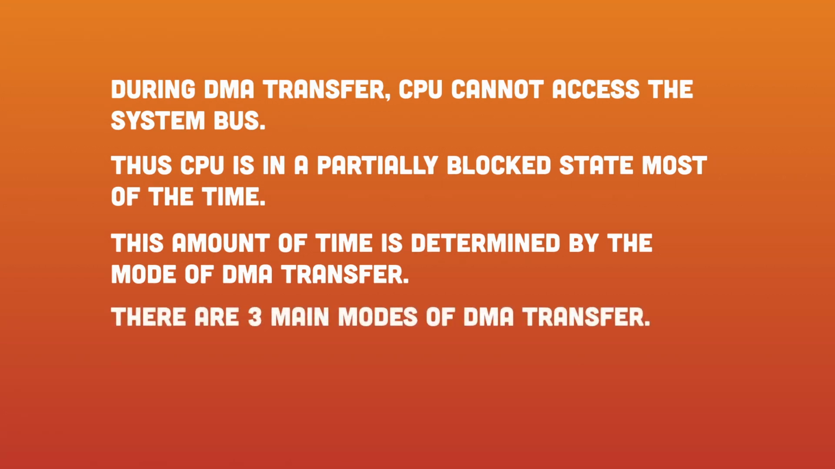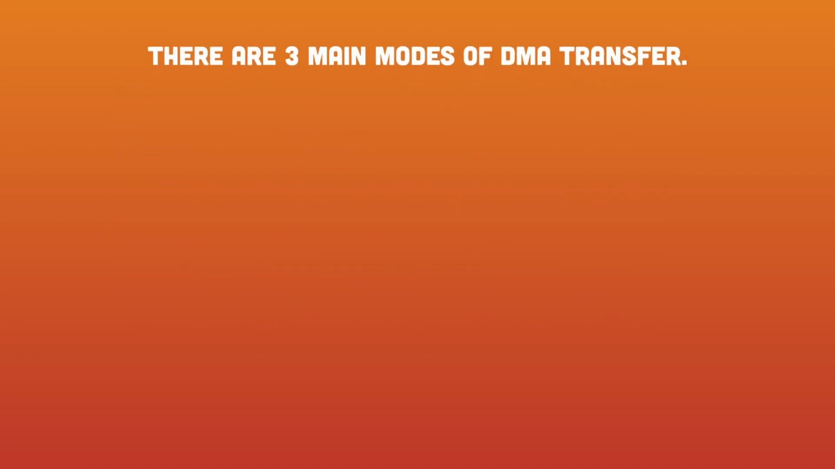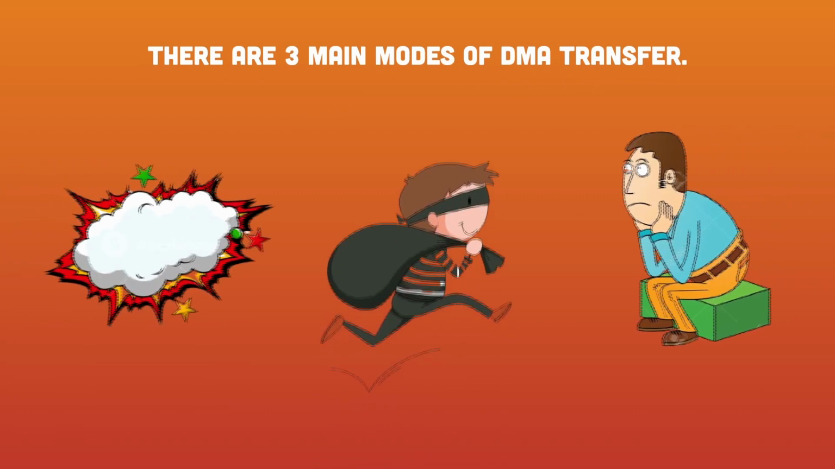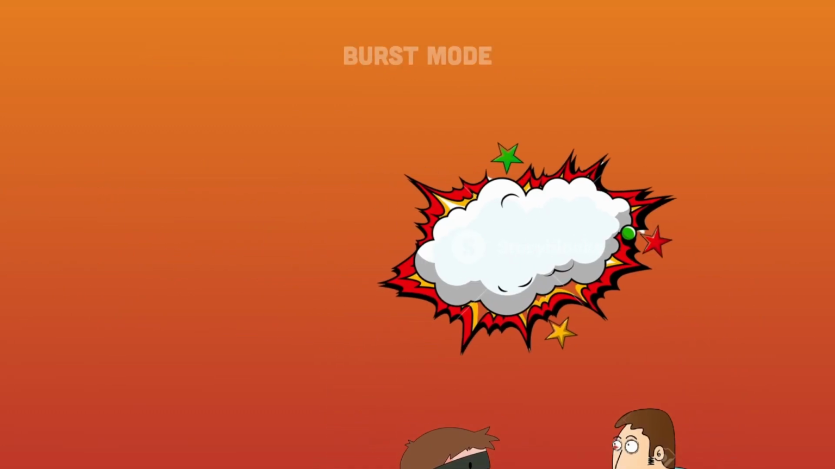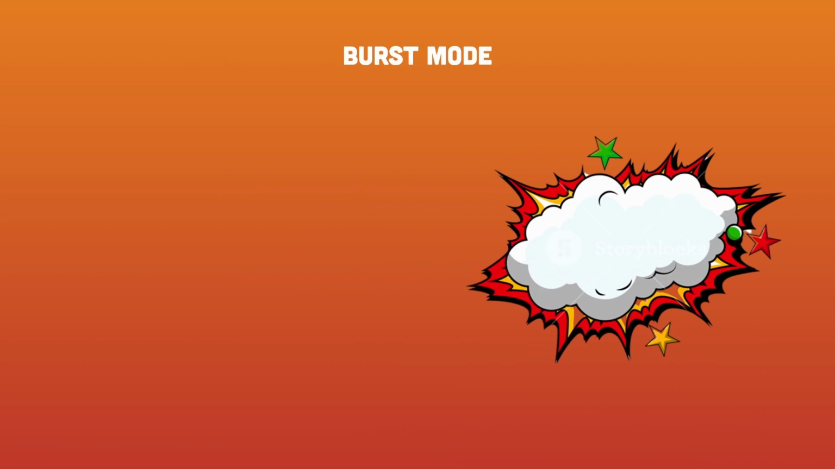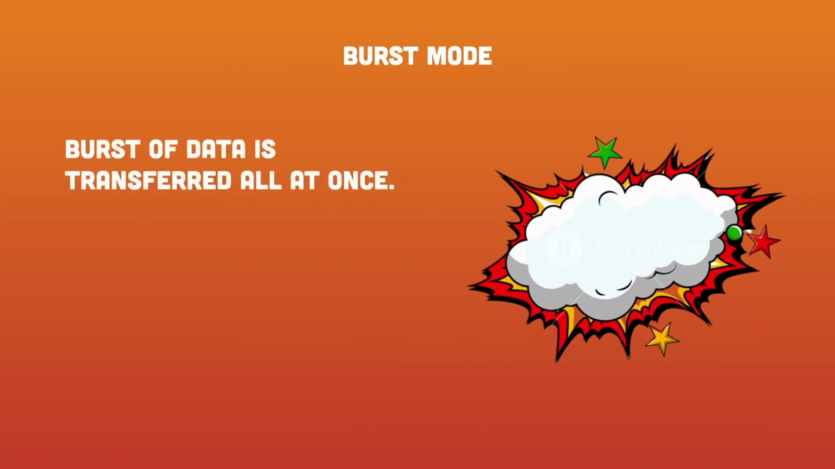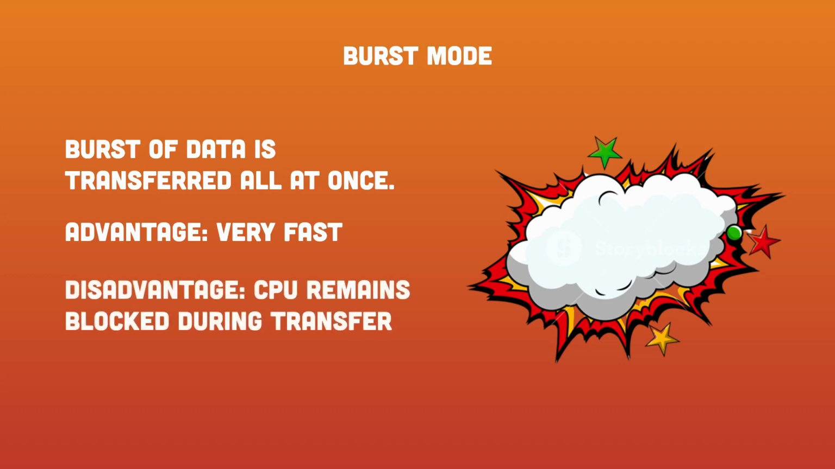Now there are three types. The first one is the burst mode. In this mode, a burst of data is transferred before the CPU takes control of the buses back from the DMAC. This is a quicker mode of DMA transfer, as a huge amount of data is transferred in a very small time and a lot of time is saved.